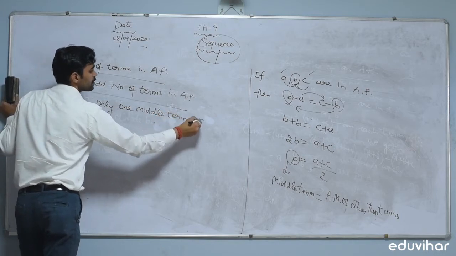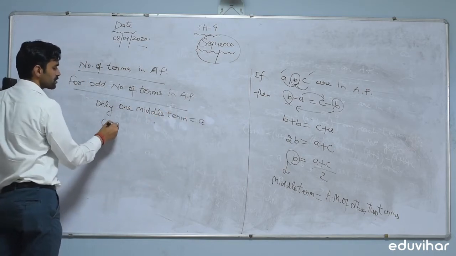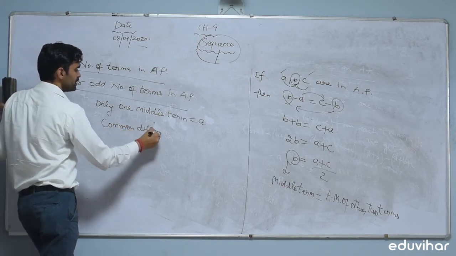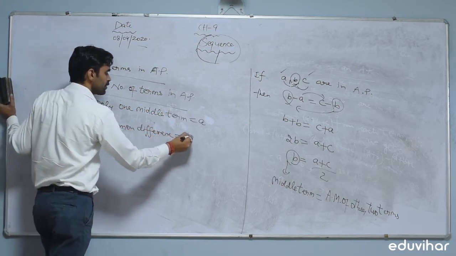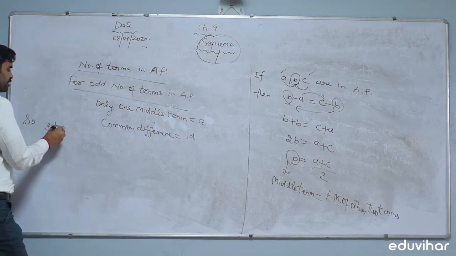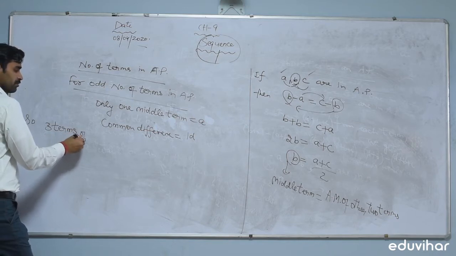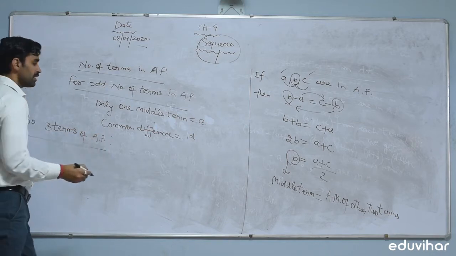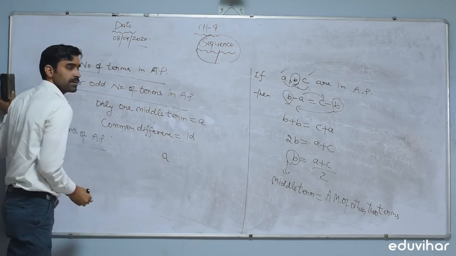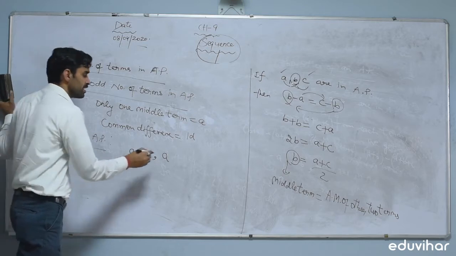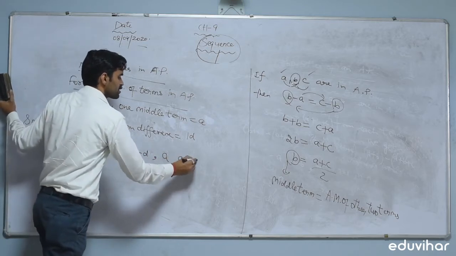That is A, and the common difference of D is considered. So three terms of AP must be written as: the middle term is A, the common difference is D, so the previous term is A minus D and the next term is A plus D.